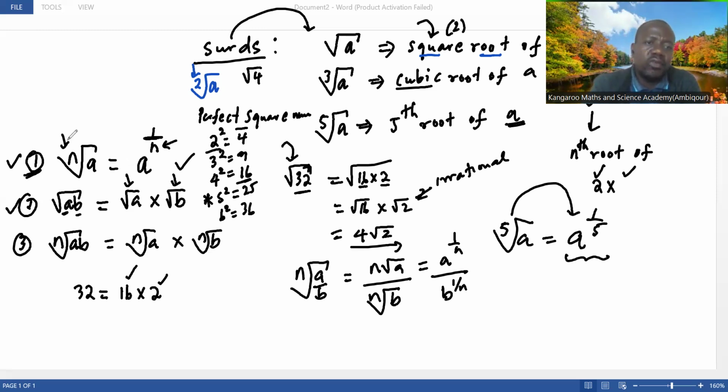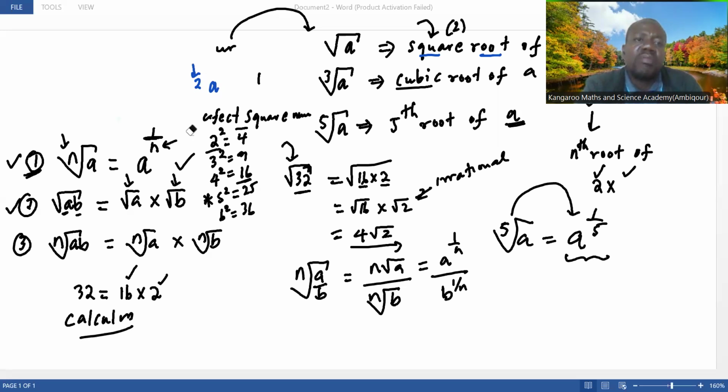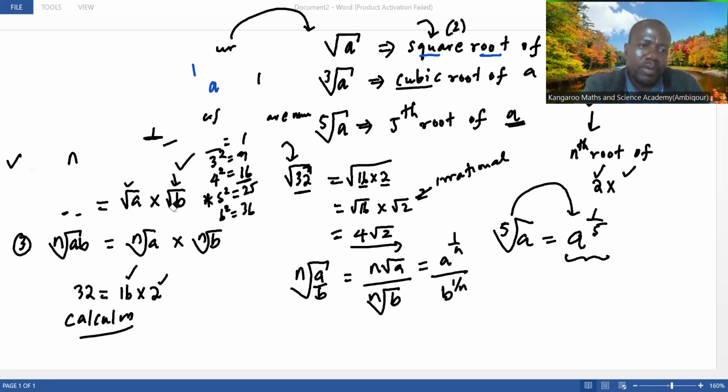Especially the surds for those who are in grade 12. If you're going to do calculus, a chapter called differential calculus, you need to be able to know surds, exponents, exponents and surds. Very, very important. So I'm just addressing the ones that are important for you to score a lot of marks in maths. Very important, ladies and gentlemen.